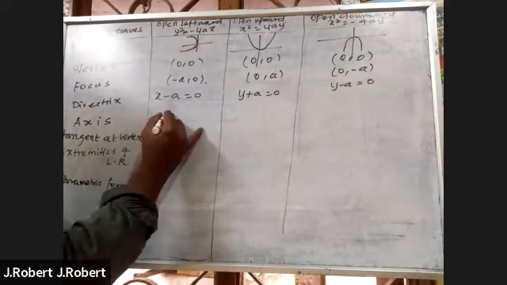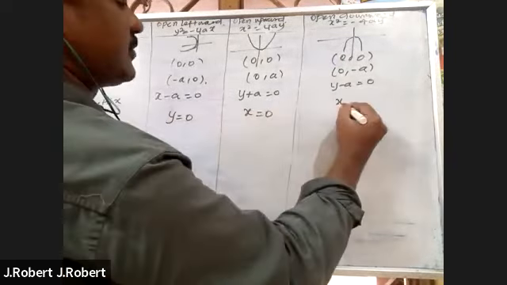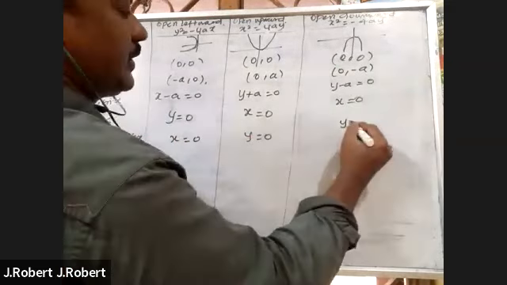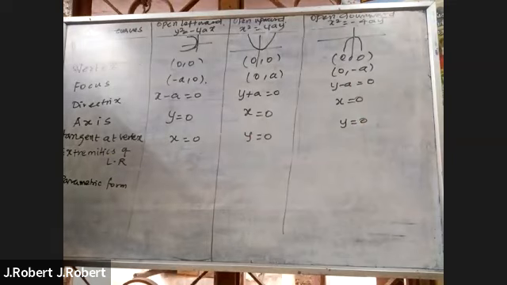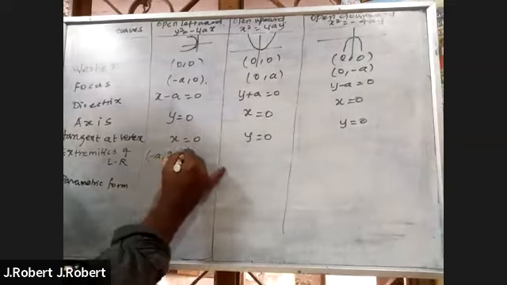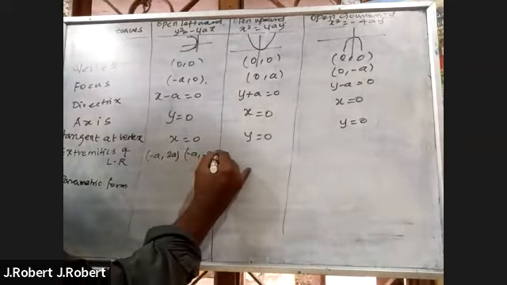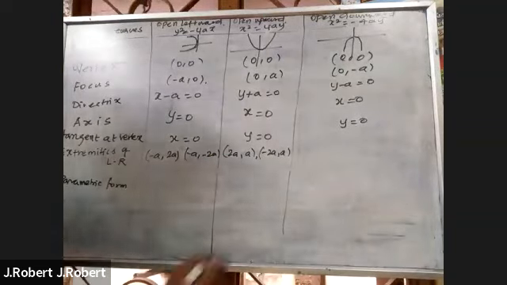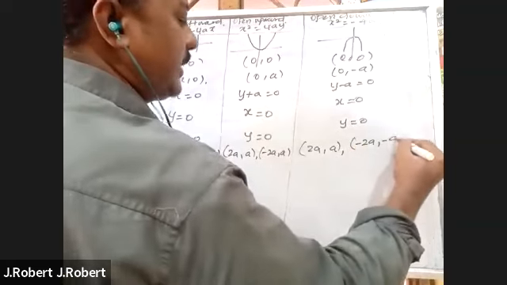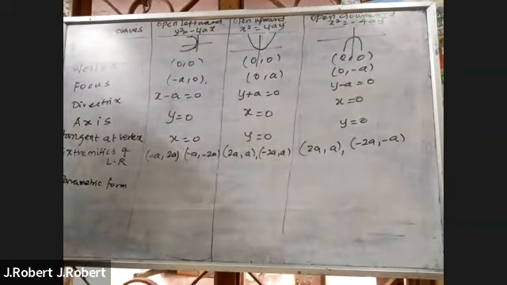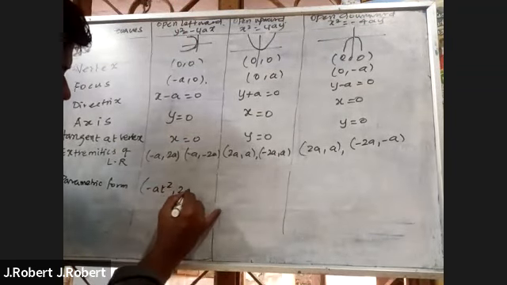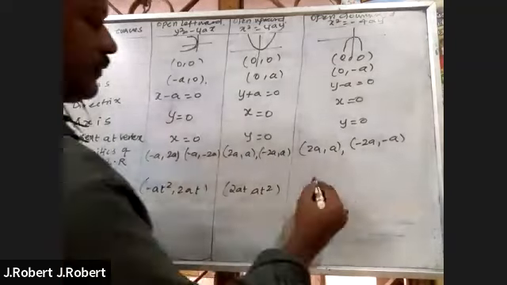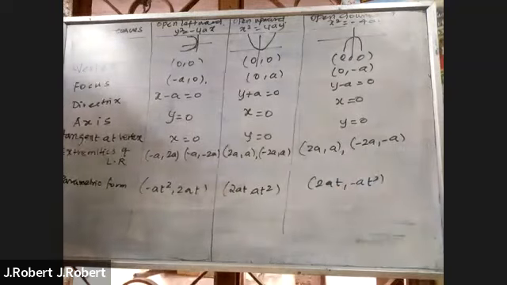Next, axis. These two are on the x-axis, therefore y equal to 0. These both are on the y-axis, therefore x equals to 0. Next, tangent at vertex: x equals to 0, y equal to 0. Extremities of latus rectum: a, 2a and a, -2a. Next, -a, 2a and -a, -2a. Next, 2a, a and -2a, a. The next one, 2a, -a and -2a, -a. The next one is parametric form: at², 2at; -at², 2at; 2at, at²; 2at, -at². So these all are parametric forms.